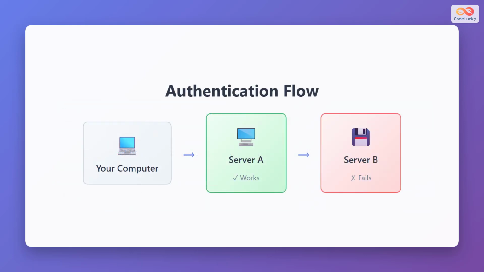Let's visualize this problem. You start from your computer and connect to server A. This connection works successfully because you're authenticating directly. But when server A tries to access server B on your behalf, the authentication fails. Server A doesn't have your credentials to pass along. This is the double hop problem. The first hop works, but the second hop fails because your credentials don't travel beyond the initial connection.